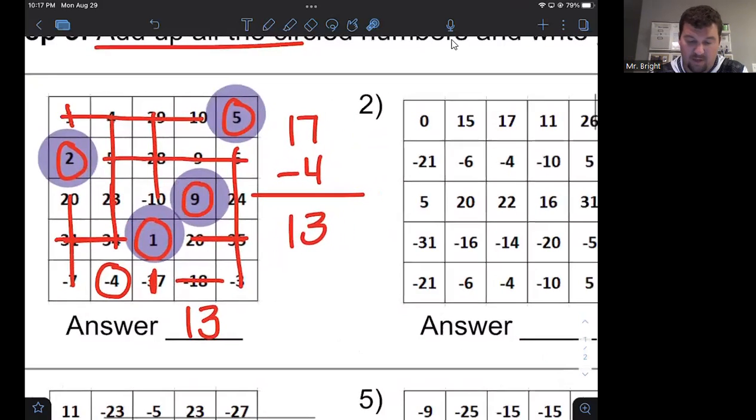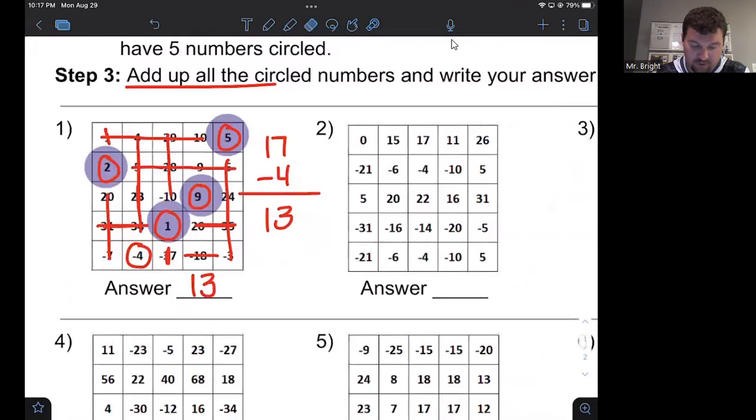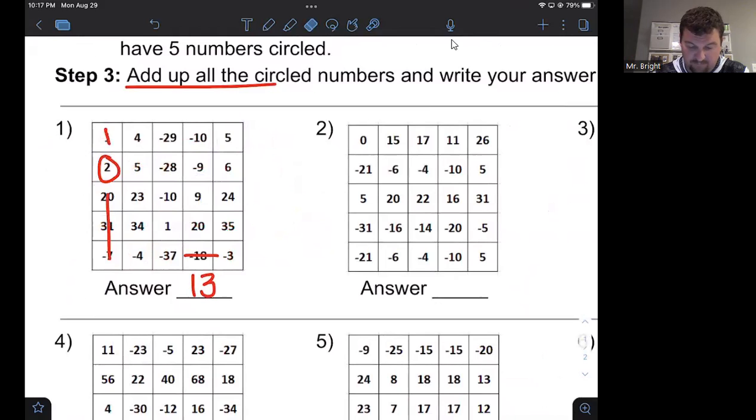Now you might be thinking, what is so magic about this? This just sounds like work. Why is this magical? Okay, I'm going to show you something different. We're going to pick a different 5 numbers.